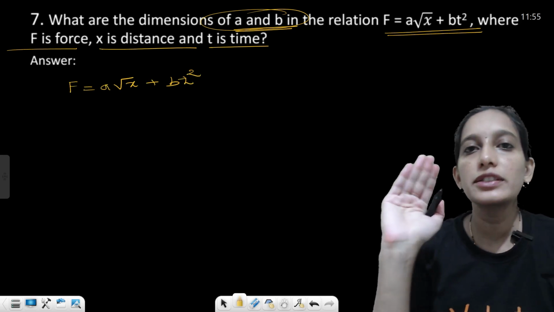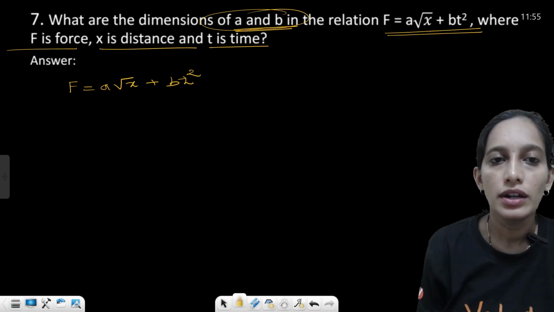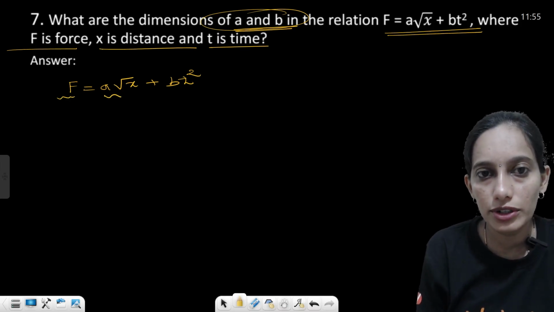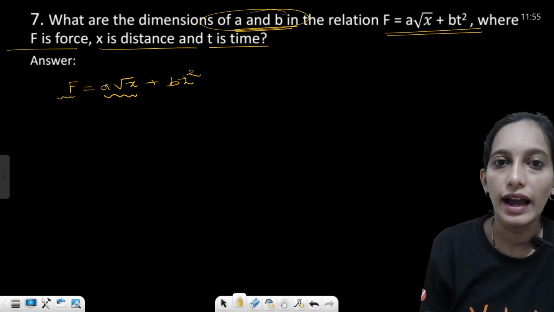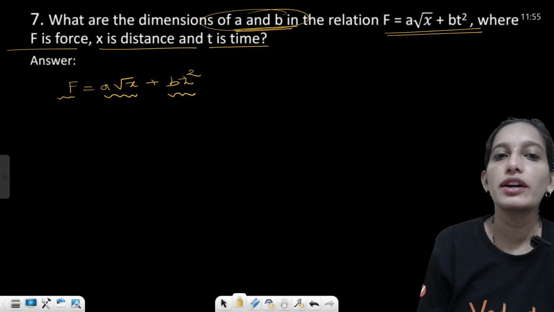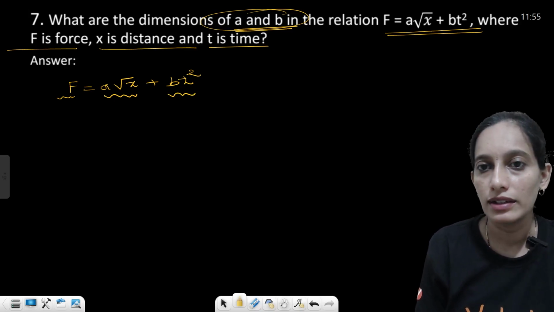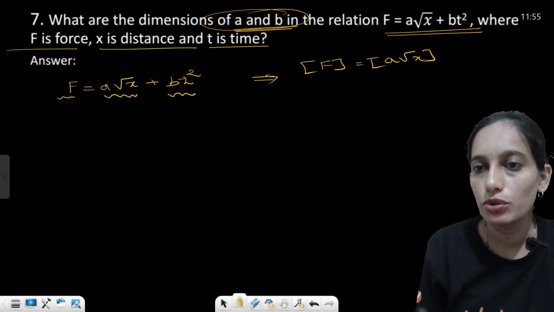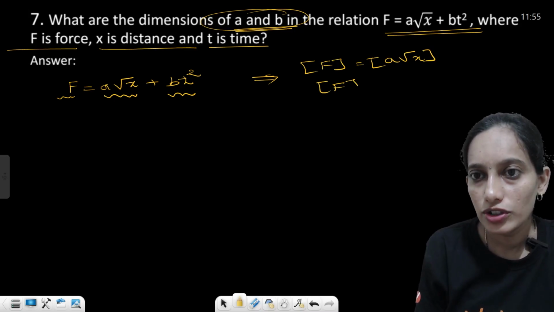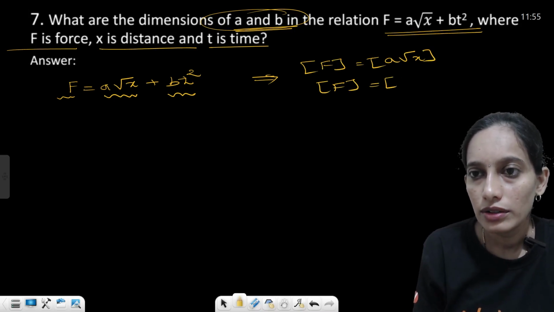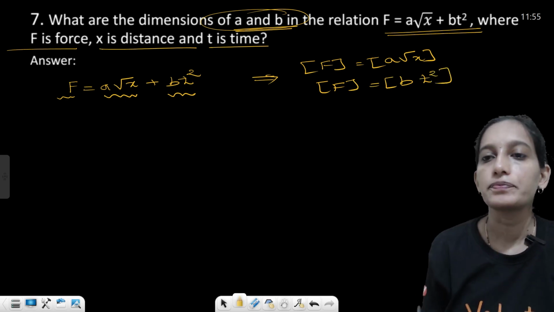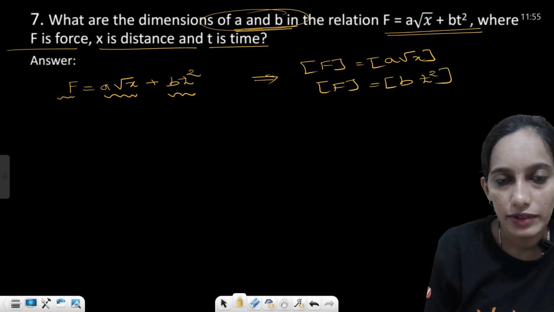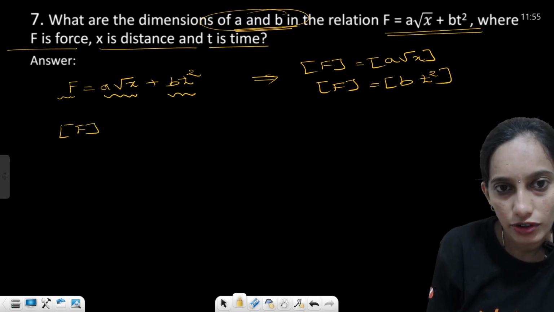Now let us apply the principle of homogeneity. That means the dimension of this force must be equal to the dimension of the term a root x, and also the dimension of b t square must be equal to the dimension of force. So from the principle of homogeneity, the dimension of force must be equal to the dimension of a root x, and also the dimension of force must be equal to the dimension of the term b t square. Let us consider one by one. First I will consider the dimension of F is equal to the dimension of a root x.